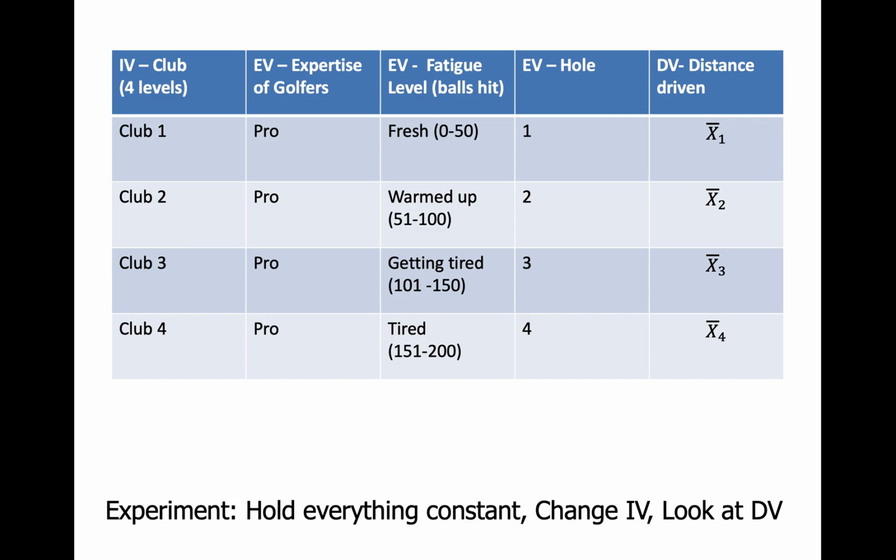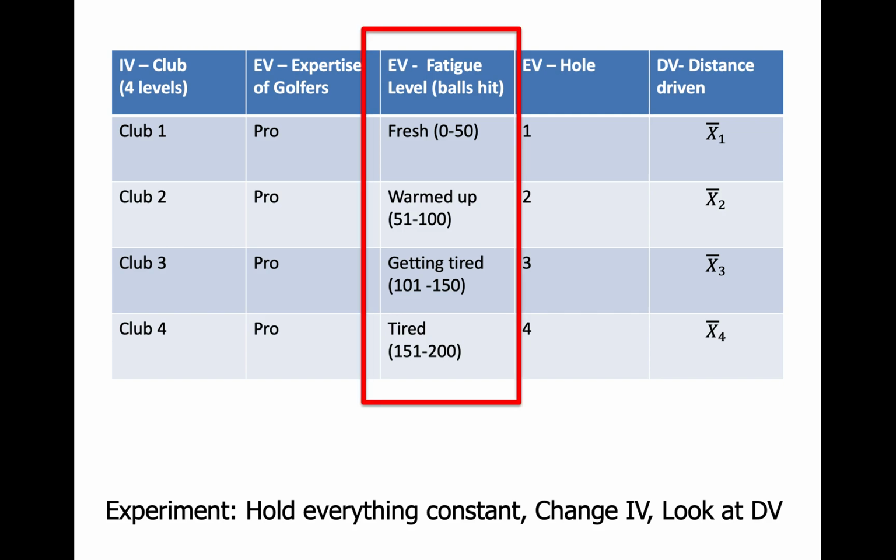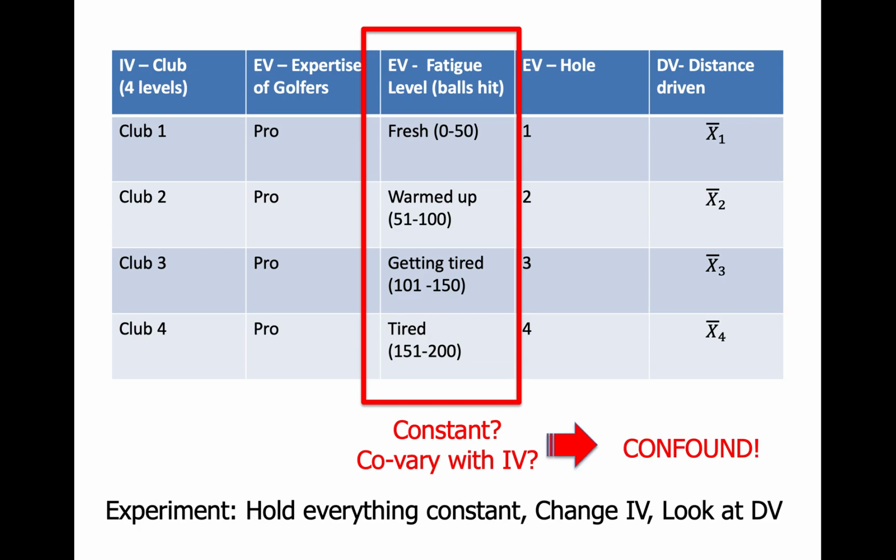Now, let's look at this next one, the fatigue level. Have we held it constant? No, we haven't. The golf pros are never fresh when they hit club 3 or club 4 or club 2. They're always at various different stages of tiredness. They only hit club 1 when they're fresh. So this does co-vary with the independent variable. It moves with the independent variable, and therefore it is definitely a confound.